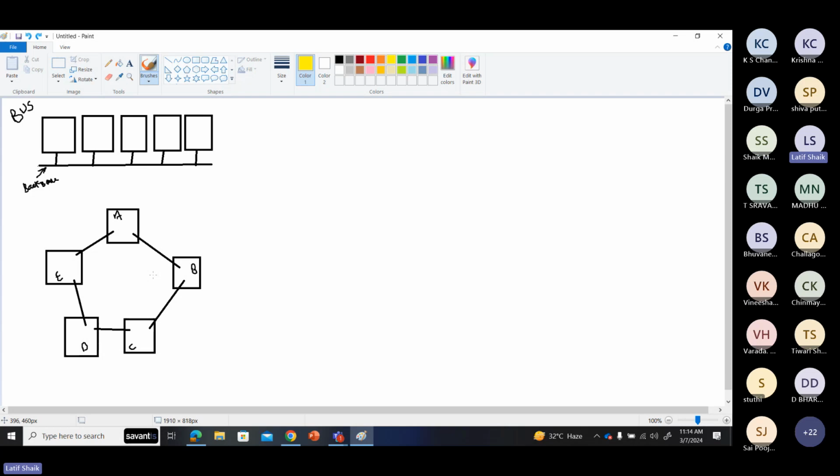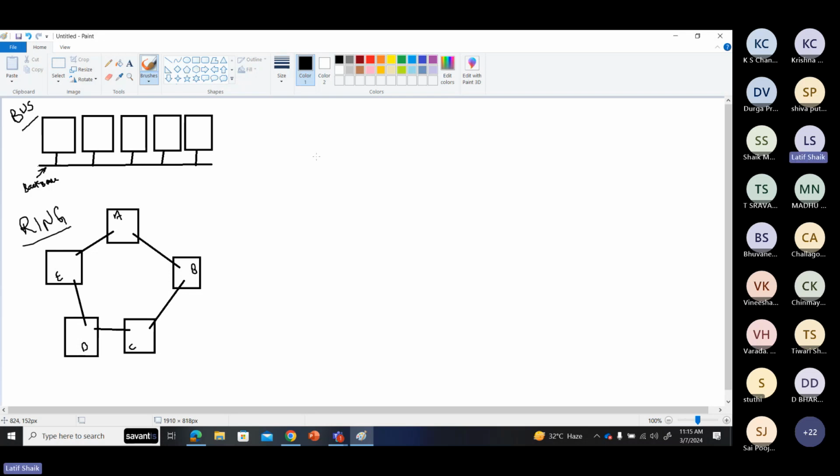So what type of topology is this? Anybody? Ring topology. Very good. It's a ring topology. So what is a ring topology? A device is connected to another device, that device is connected to another device, and finally the last device is connected to the first device. So it will always communicate either clockwise or anti-clockwise, depending upon the configuration.